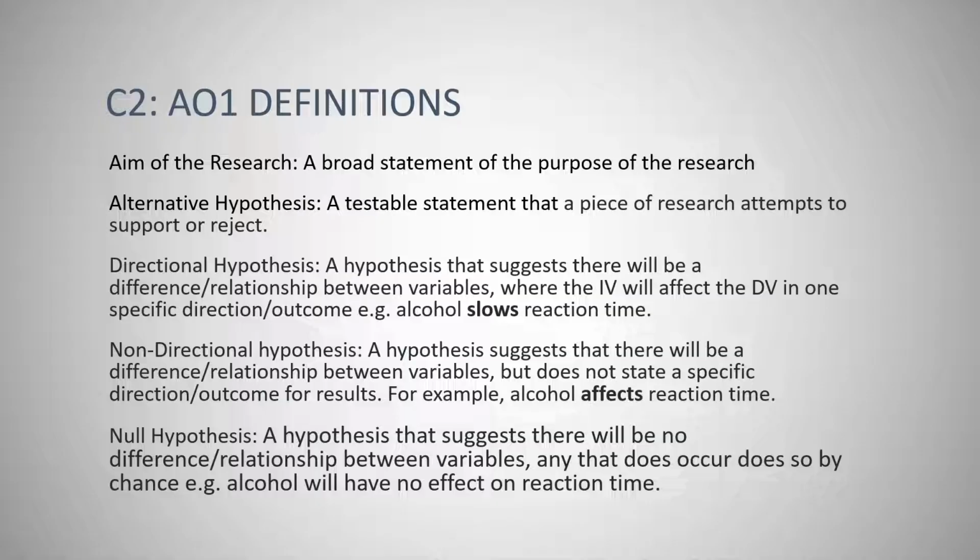A non-directional hypothesis is a hypothesis that suggests that there will be a difference / relationship between variables, but does not state a specific direction or outcome for results. For example, alcohol affects reaction time. A null hypothesis is a hypothesis that suggests that there will be no difference or relationship between variables. Any that does occur does so by chance. So for example, alcohol will have no effect on reaction time.